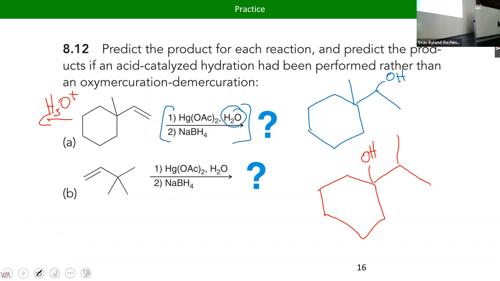At first glance, they don't look that different. But if one of these is a pesticide and the other one is a medication, it kind of matters which version we get, right? And putting the OH in the wrong spot or allowing a rearrangement can really, really cause big problems. And so, not allowing that, being very specific about which mechanism to use is a big deal.